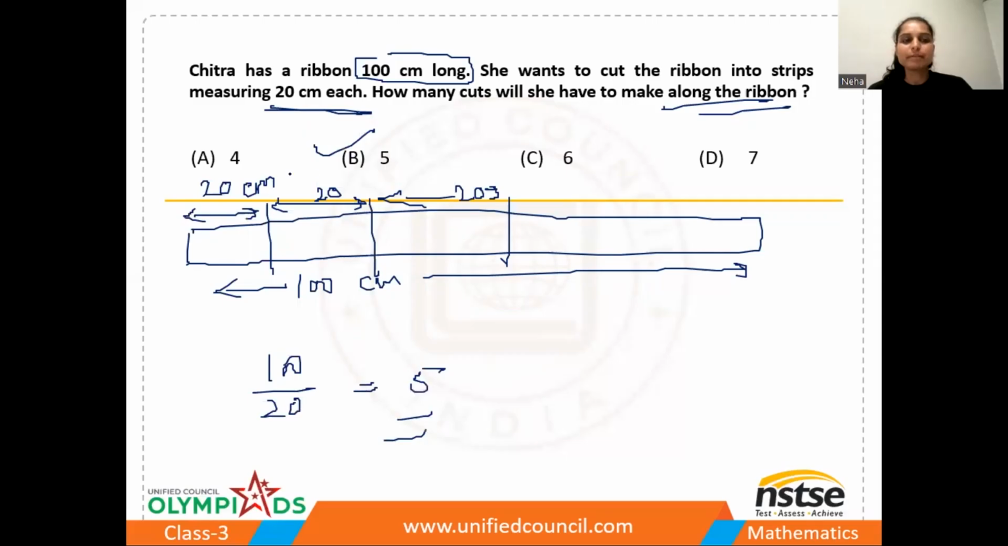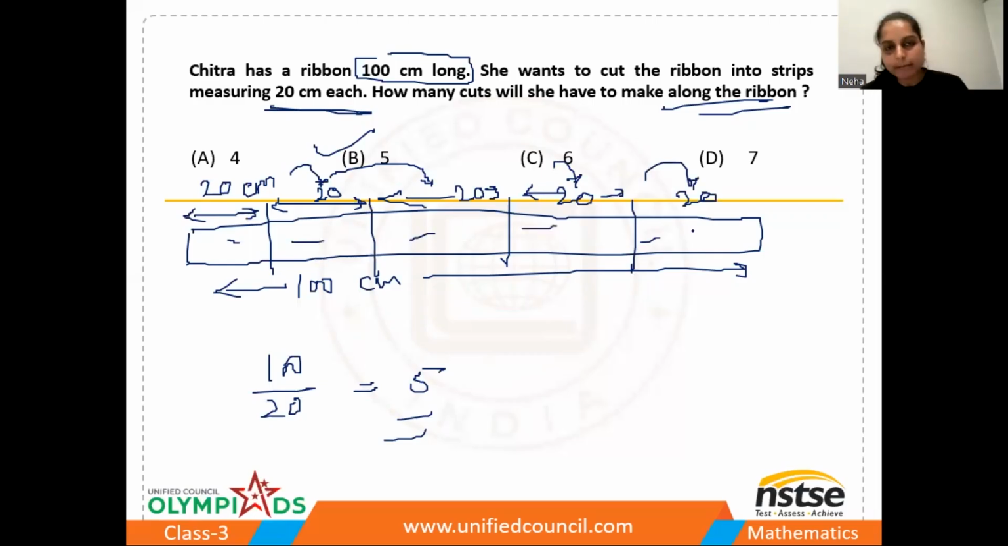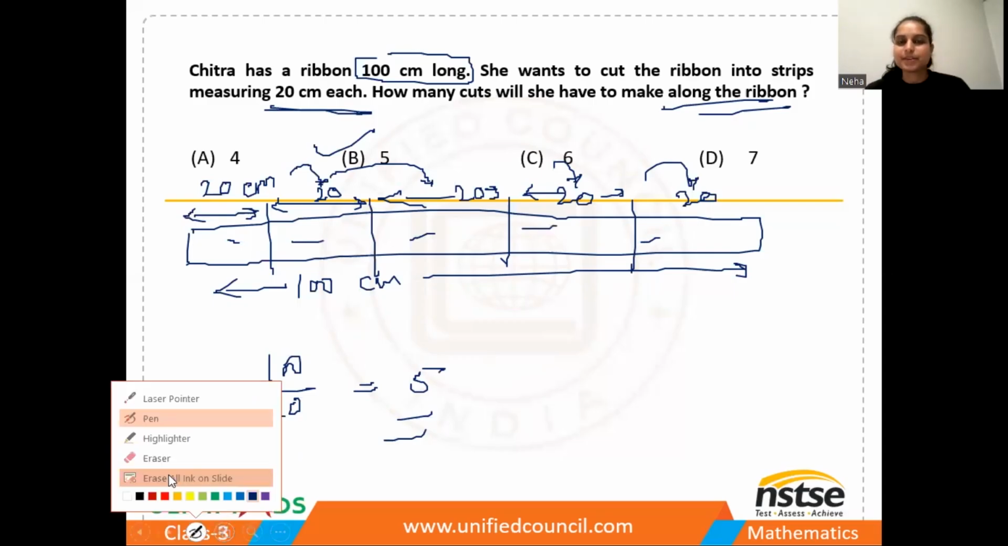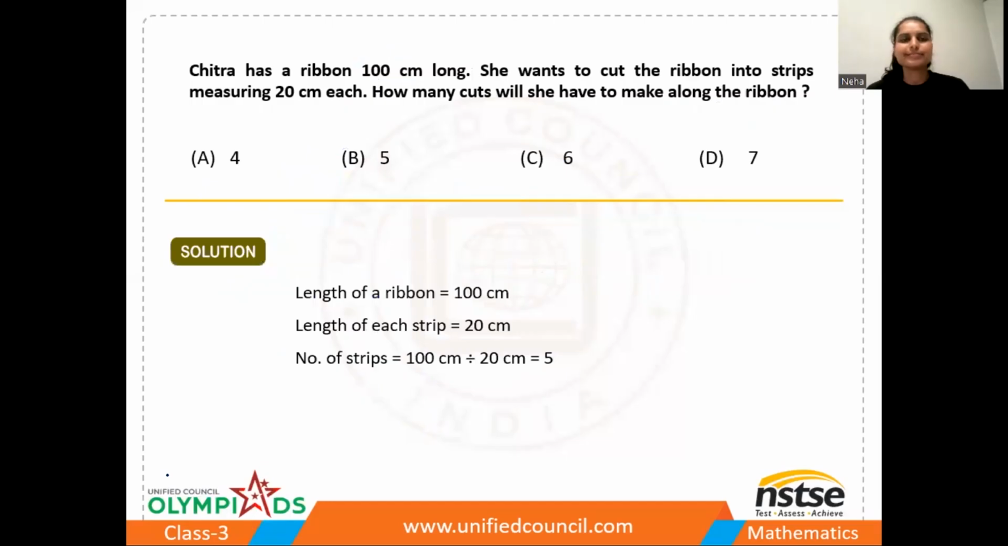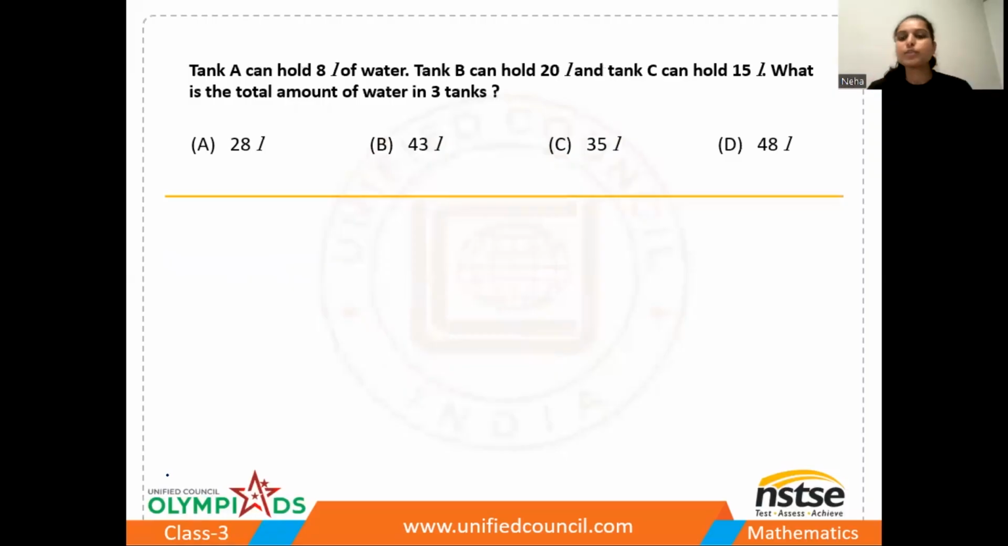Correct? Because 20 plus 20, now this is 40. 40 plus 20, now this is 60. Again, 60 plus 20, this is 80. And 80 plus 20, this is 100. Right? So 1, 2, 3, 4, 5. Yes, I can make the 5 cuts. Perfect? Alright. This is your detailed solution for this given question. This question is also done. Now let's move to the next one.